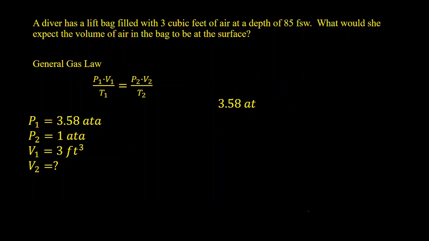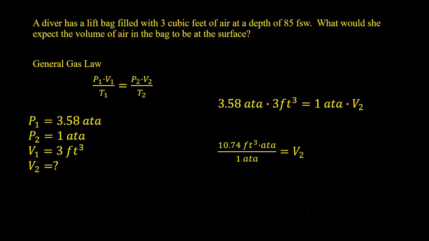This gives us 3.58 atmospheres times 3 cubic feet will equal 1 atmosphere times the volume at the surface. We'll multiply the left-hand side together, the 3.58 and the 3 cubic feet, and then we're going to divide by the 1 atmosphere. That will give us the volume at the surface all alone on the right-hand side. So that gives us 10.74 cubic feet times atmosphere divided by 1 atmosphere equals the volume at the surface.